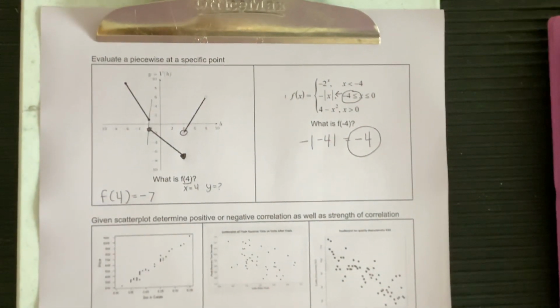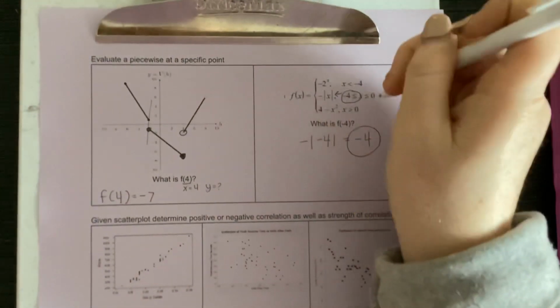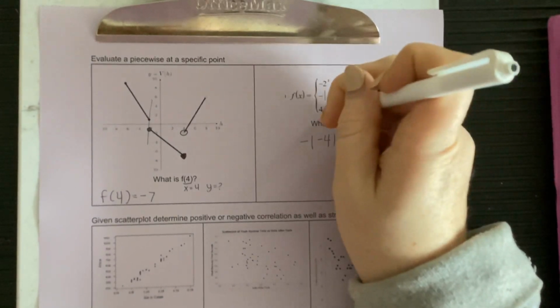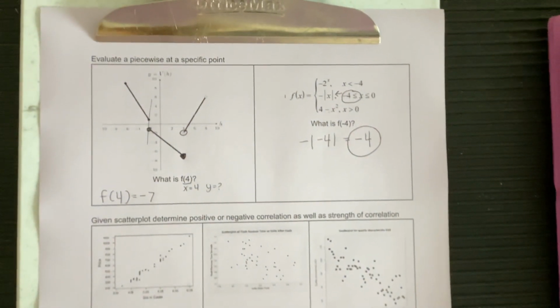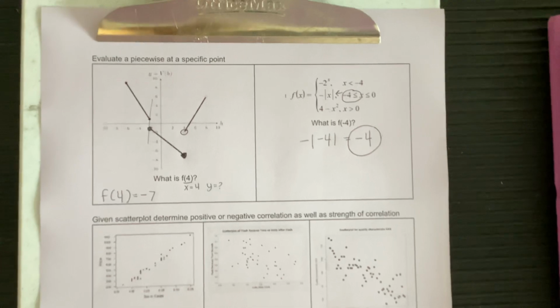If it had wanted -10, well, then you would use that equation. If it had wanted +3, then you would use this equation. So use those domain restrictions to help you pick which one you use.